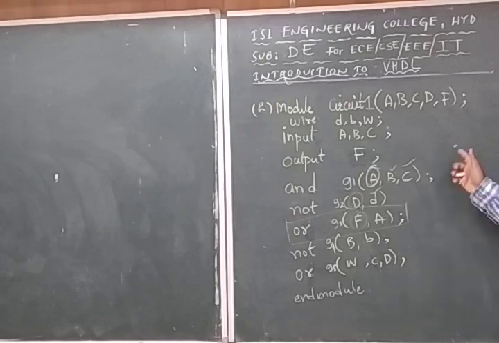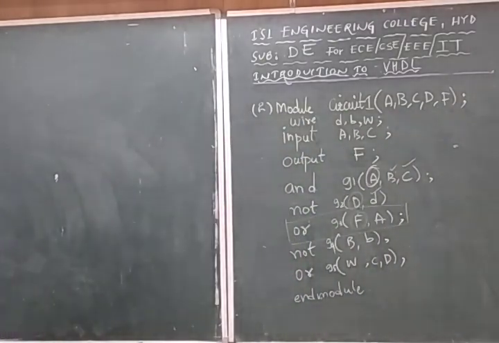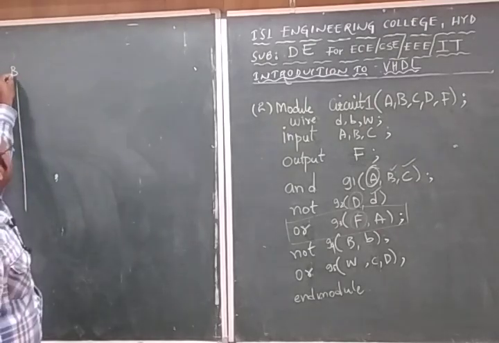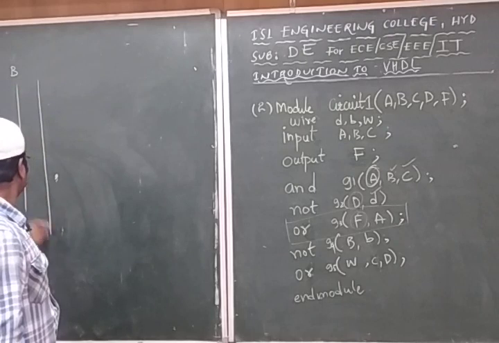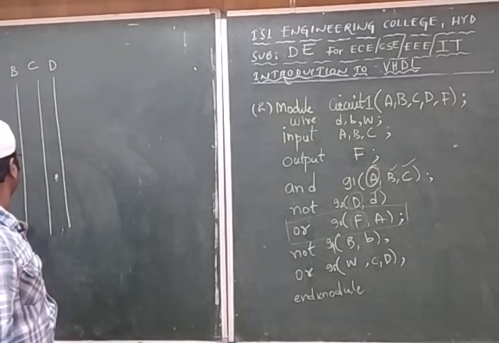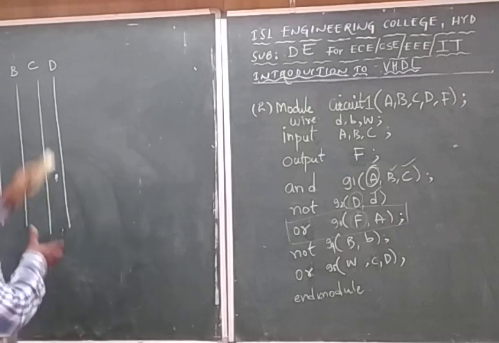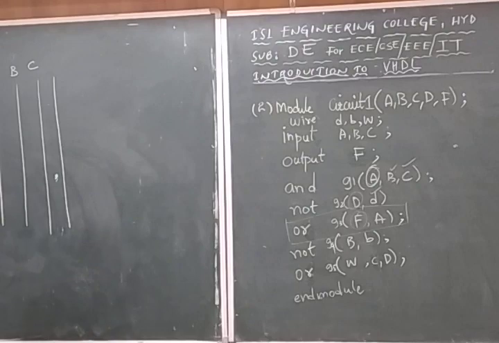Next, I need to draw its hardware. So I'm going with the vertical approach. In the vertical approach, I take the input values. What are the inputs I had? A, next B, next C, next D. These are my inputs, right? I have mentioned inputs A, B, C. So C is the last, not D. Okay, so I'll let it be. This is used for the wires. So these are my input functions.